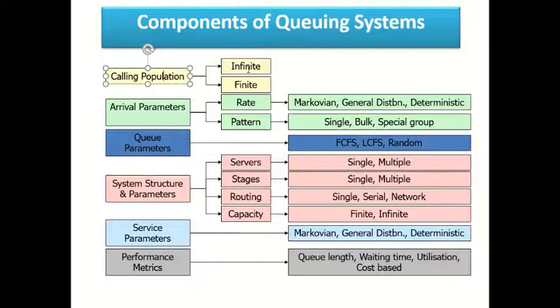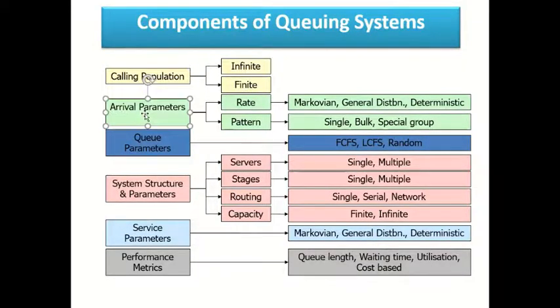Now there may be some cases when the calling population might be finite also. For example, in a manufacturing facility, say there are 300 machine tools in the plant. For the maintenance department of that organization, these 300 machine tools will be the calling population. It will be a fixed number. So if any request for maintenance comes to the maintenance department, it will be from these 300 machine tools which are there at the operational unit. So it is a finite calling population.